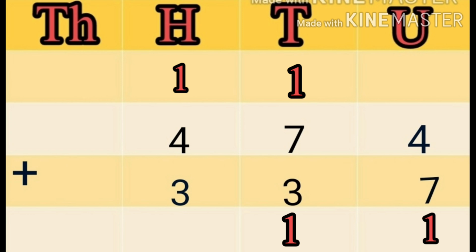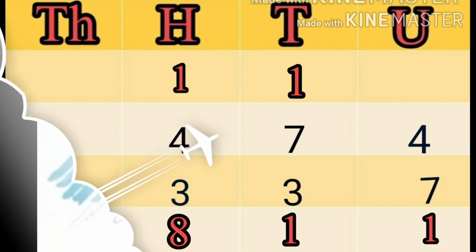Now we add the 100 place digits, that is 4 plus 3 becomes 7, plus 1 equals 8. So what is our answer? 811. The two girls have altogether 811 beads.